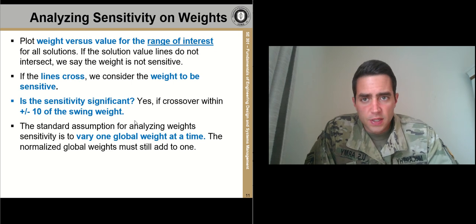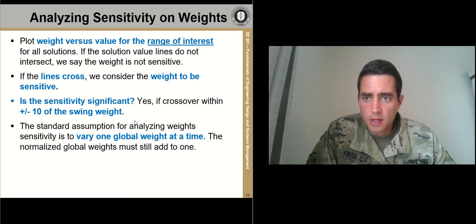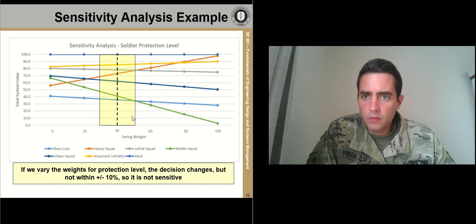So analyzing the sensitivity on the weights is another thing that must be done, because we know that there's going to be some deviation. We have to understand whether or not this deviation is meaningful. So what we do is we plot the weight versus the value for a range of interest, and we can see it. I'll just show you on the graph here.